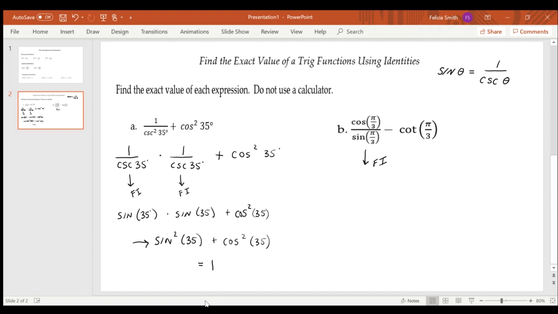And when I'm looking at this fraction, I have a cosine of some angle measure on top and sine of that same angle measure on the bottom. I'm going to be allowed to rewrite this as cotangent. I'm going to use that same angle measure, pi over 3. And then I'm going to copy the rest of the problem. So minus cotangent of pi over 3.